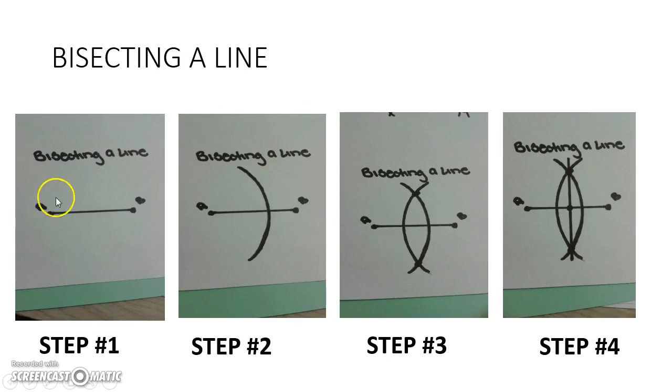Bisecting a line. First you would take your compass, maybe put it over halfway and just make an arc. And then without changing your compass, you would do the same thing to point B. Without changing, make a huge arc, same length, and then connect both sides that intersect, and that will give you your middle.